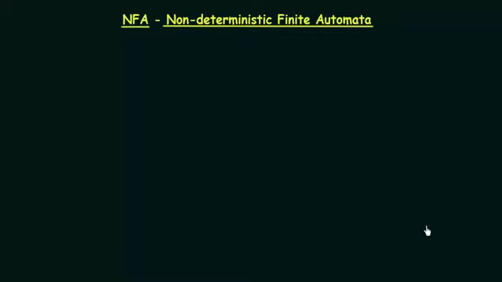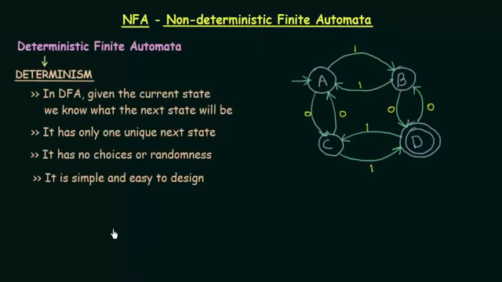In order to understand NFA, let us first recall the properties of DFA, or deterministic finite automata, which will help us differentiate between NFA and DFA. Here we have our deterministic finite automata, which we have already studied and discussed many examples of before. I have taken a diagram of a DFA that we discussed earlier, and we will use it as a reference.